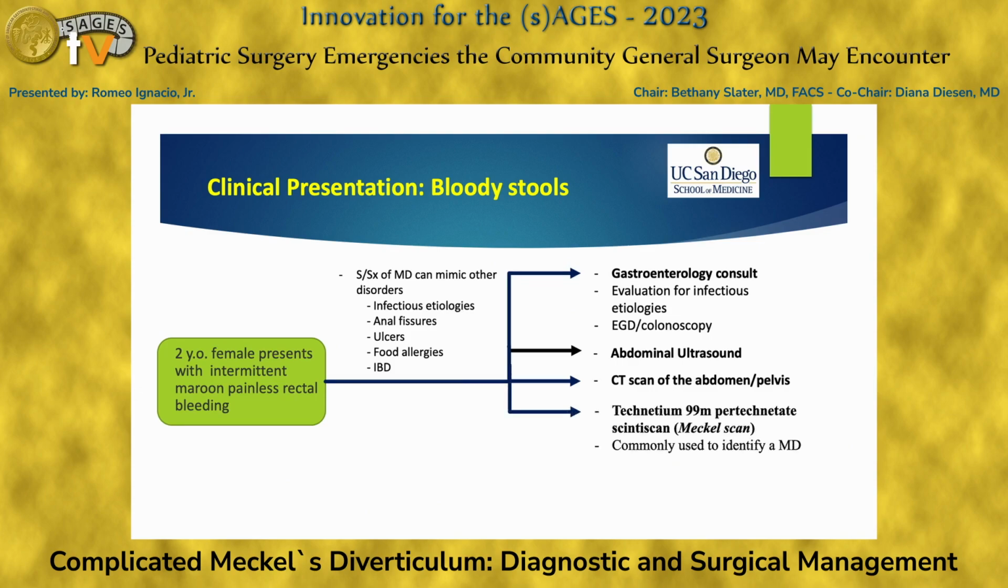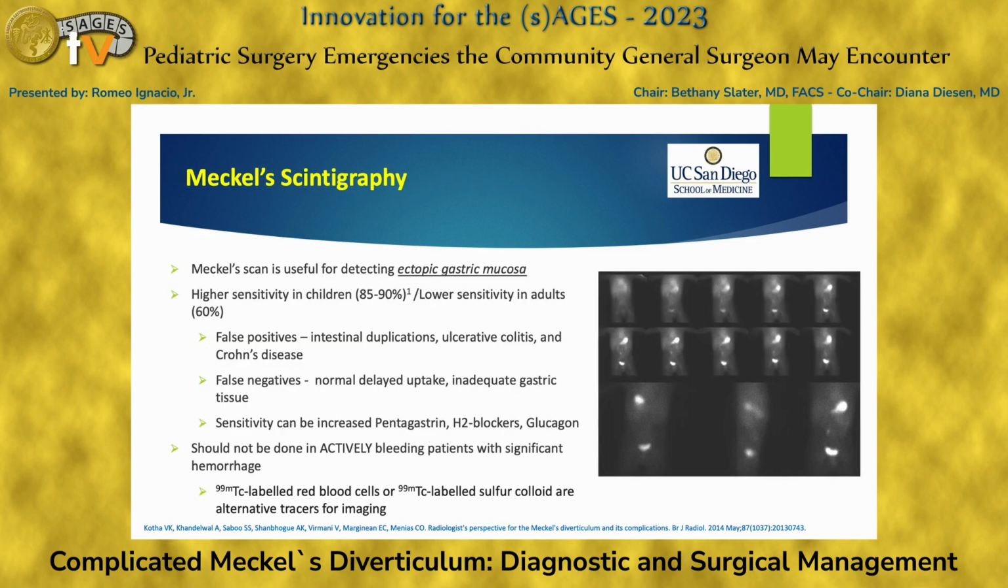For you, if you're thinking about Meckel's, and Meckel's is pretty high in the differential, I probably would get the Meckel scan first. I know some people will differ on that, but the Meckel scan has less radiation than the CT scan of the abdomen and pelvis. The Meckel scan has its advantages and some limitations, and I'll discuss that here. A Meckel scan does not tell you if you're actively bleeding. That's not the test you should get. If you have a patient with active bleeding, you should get a RBC tag scan or a sulfur colloid test. That's the one you want to get.